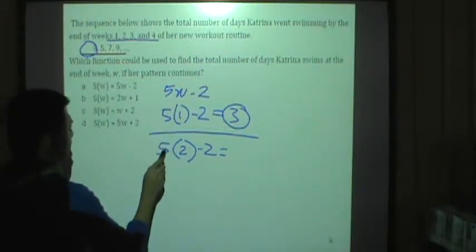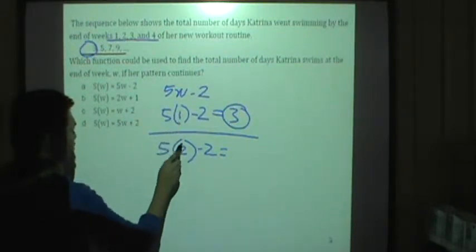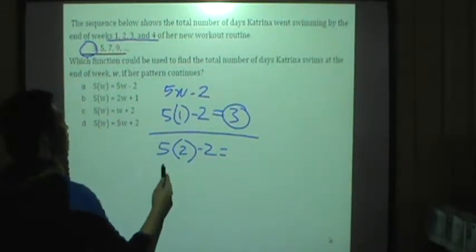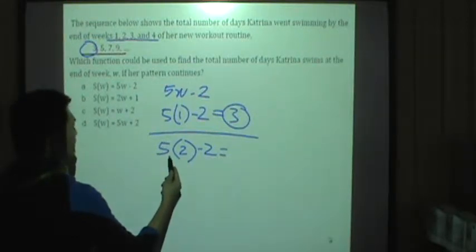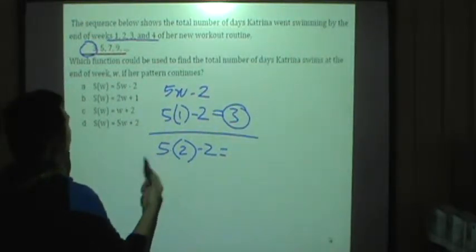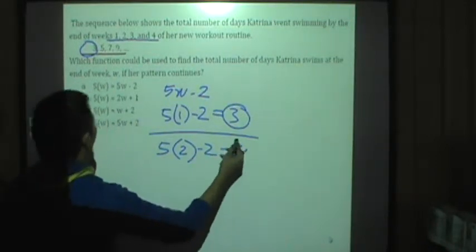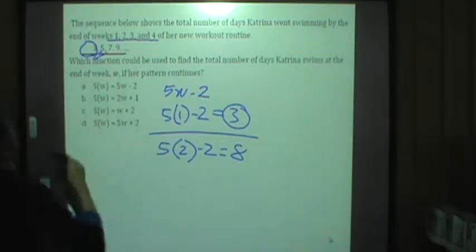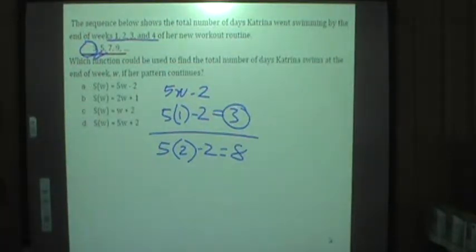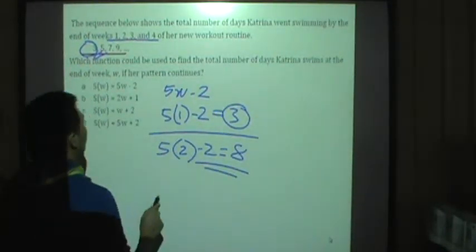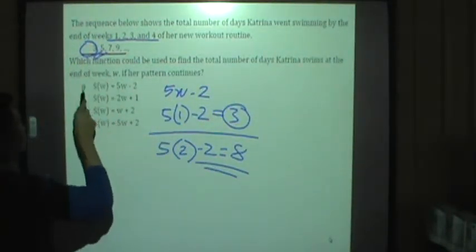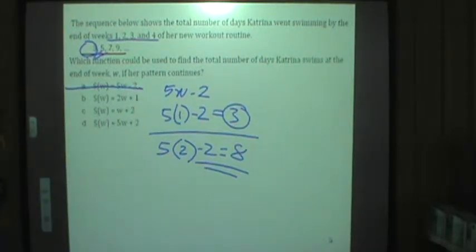Yes, we have 3. Now how about if you use 2? So 5, and we're changing 1 to 2, and now we have 5 times 2, which is 10, minus 2 is 8. Now the problem is that does not give us 5. This is not equal to that, so that means we're not using the first one.